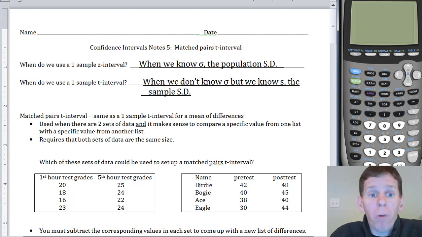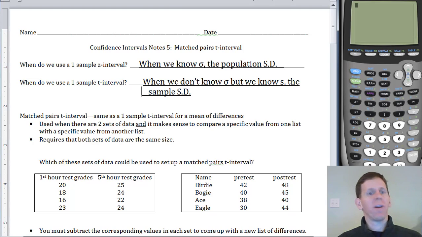So what if we know both sigma and s? If you know sigma, use a one sample z interval. If you don't know sigma, use the one sample t interval.